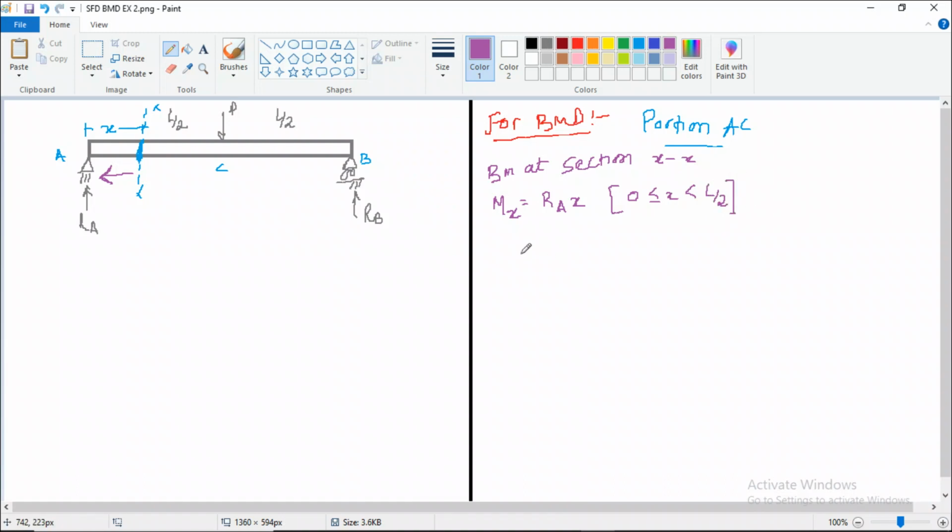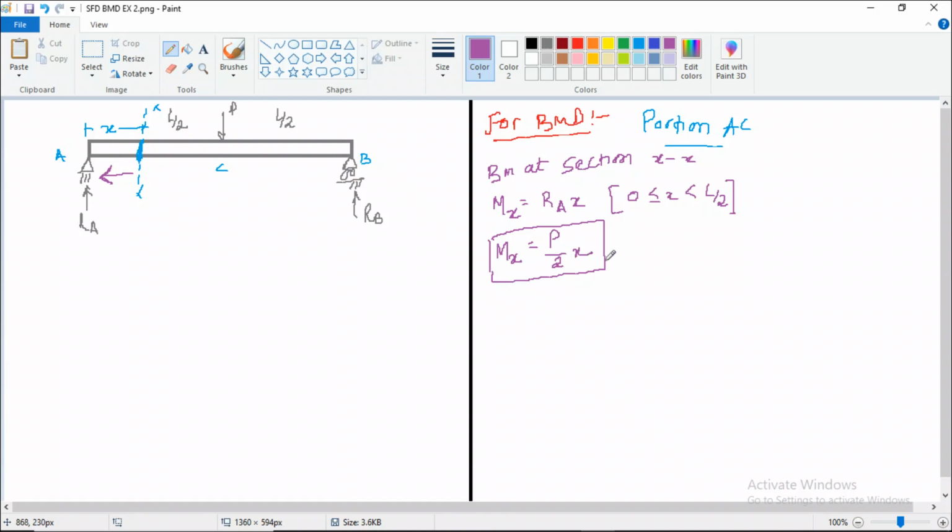So if we substitute the value of Ra, that is P by 2 multiplied by x, that will be the moment value at section XX point. Now here in this case Mx is a linear function of x, so bending moment will vary linearly from A to C, because there is no loading, so it will vary linearly from point A to C.